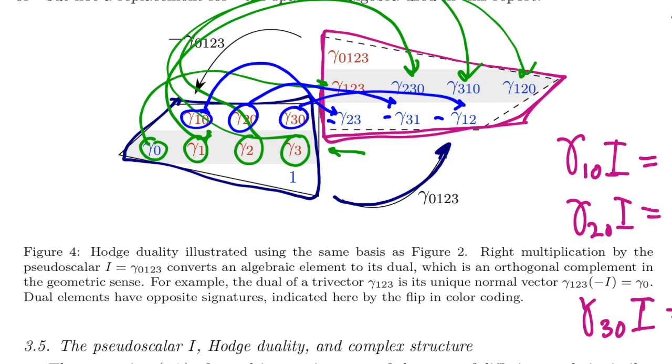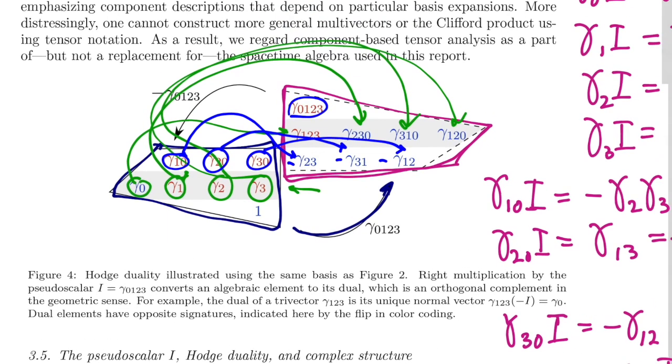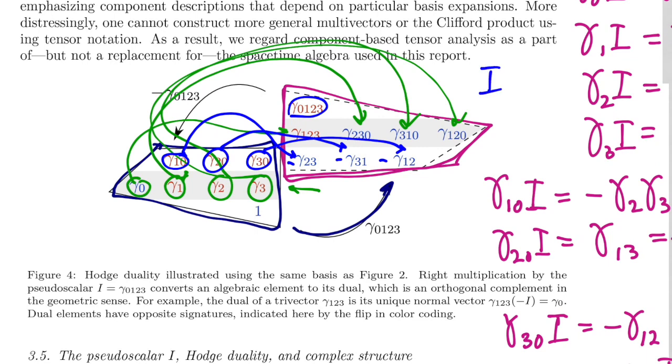And what about the dual of the pseudovector? Well, the dual of the pseudovector is obviously the number minus 1. So the dual of a pseudovector actually goes here with a minus sign. So it's not true that every basis vector on the right side is the dual of every basis vector on the left side.